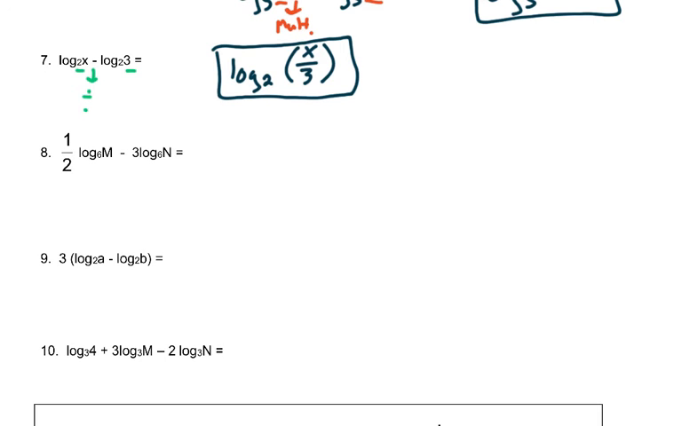All right, 8. I've got this 1/2 here. So the 1/2, I look for numbers in front that can go up as exponents. So I'm going to bring that 1/2 as an exponent up on the m, and the 3 as an exponent up on the n. So this would be log base 6 of m to the 1/2 minus log base 6 of n cubed.